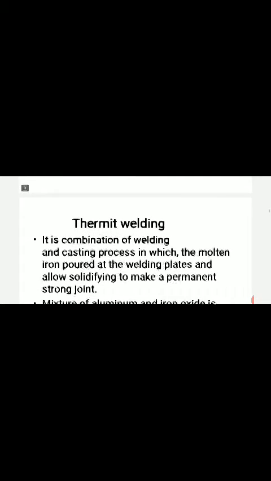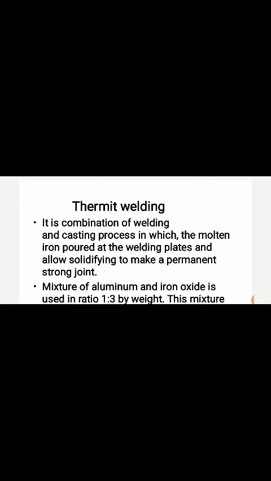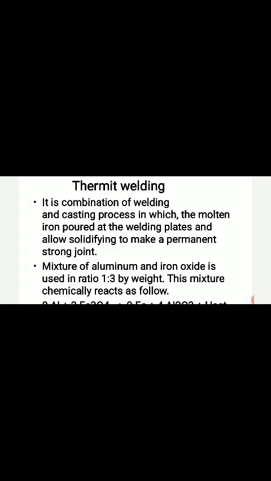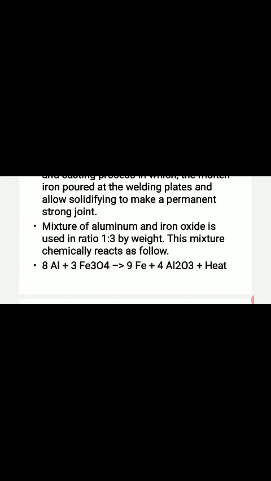Then coming to thermit welding, it is a combination of welding and casting process in which molten iron is produced at the welding plates and allowed to solidify to make a permanent strong joint. A mixture of aluminum and iron oxide is used in a ratio of 1:3 by weight. This mixture chemically reacts and releases heat. Hence it is an exothermic reaction and releases a huge amount of heat. Normally, aluminum reacting with iron oxide releases iron and aluminum oxide, and a large amount of heat is released. That chemical reaction is shown, and how the heat is generated.